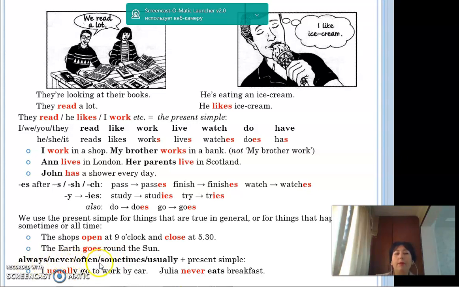Always, never, often, sometimes, usually, we use in the present simple. For example, I usually go to work by car. Julia never eats breakfast. You must notice that usually, never, often, sometimes, these words are used between the subject and the verb.